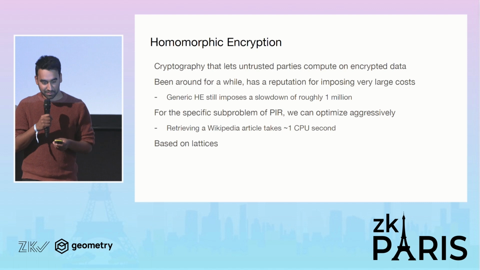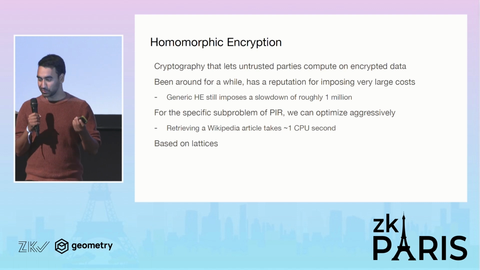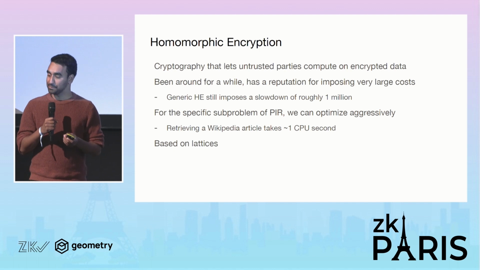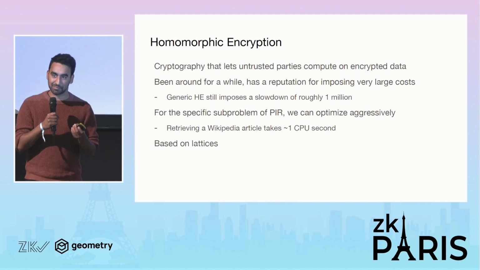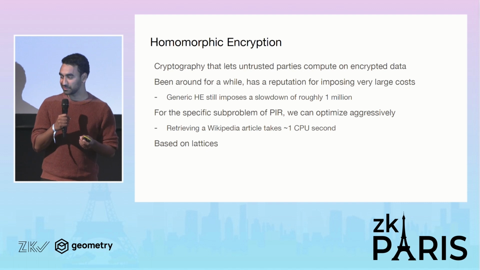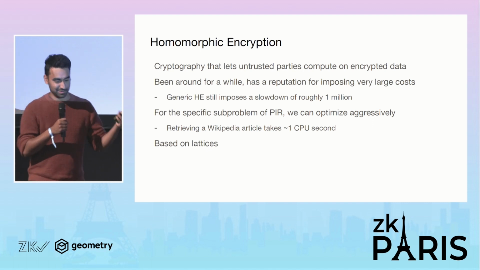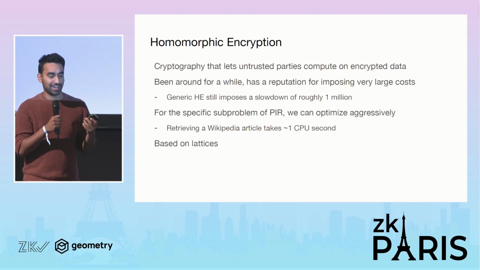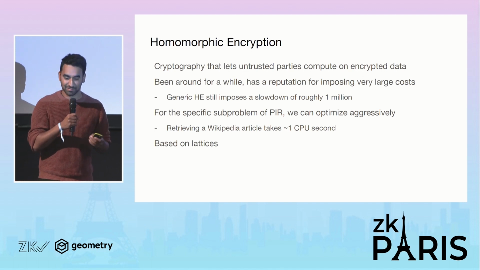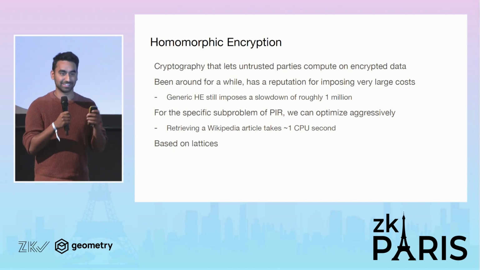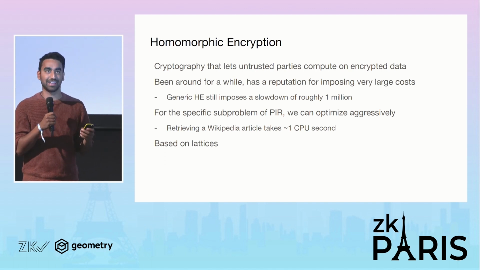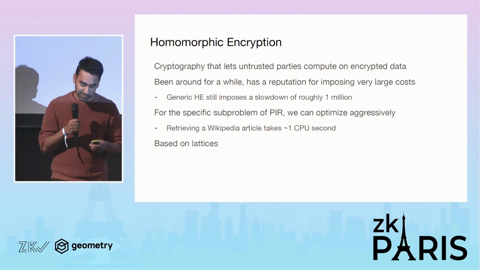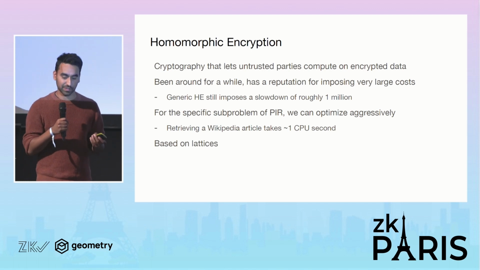Homomorphic encryption has been around for a while. Seminal work outlined it about, I guess, 15 years ago. But it has a pretty bad reputation. The generic slowdown that you get when you try to run a computation in HE is still 1 million. It's actually something I've always been jealous of ZK for, because things have gotten a lot better for ZK, and at least verification is very fast. It's not like that for homomorphic encryption. We still have very large slowdowns.